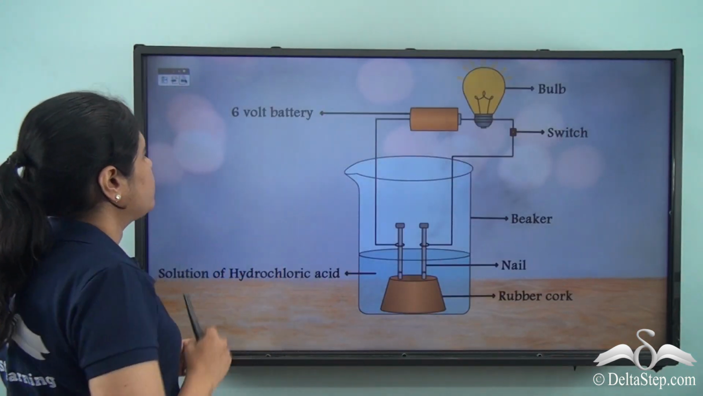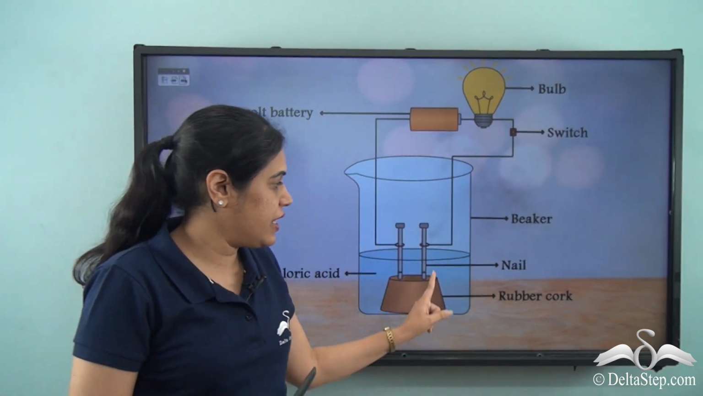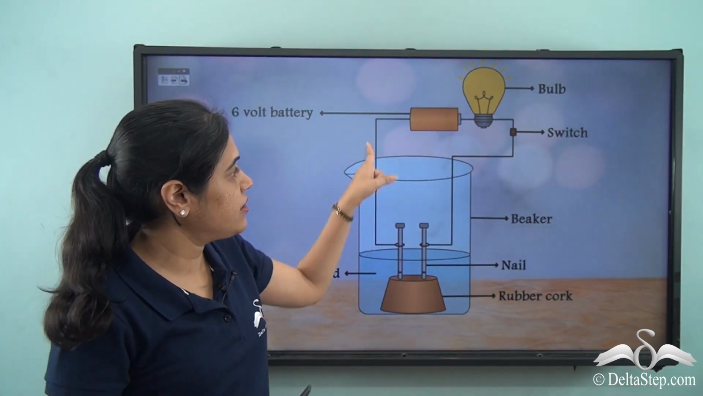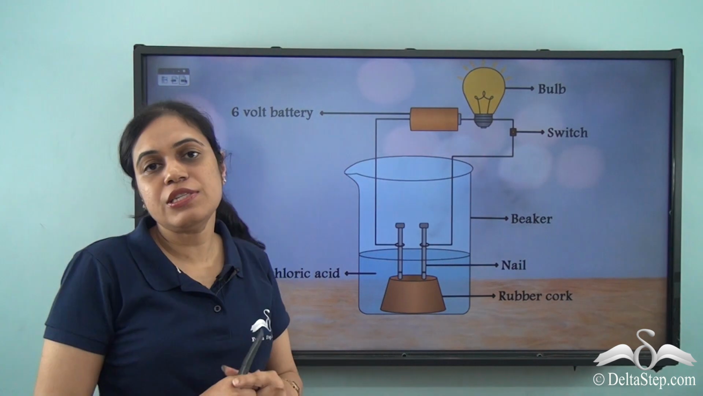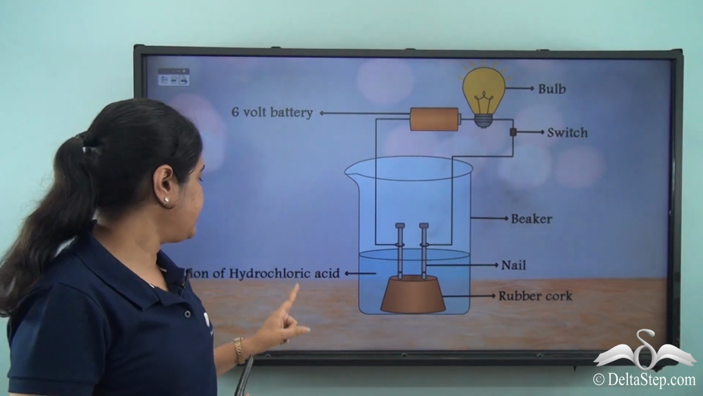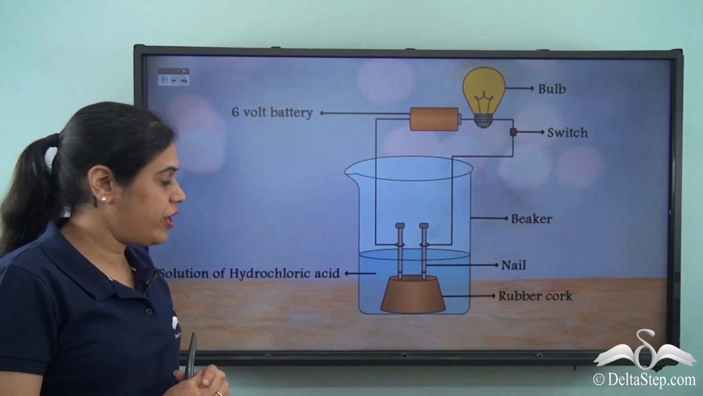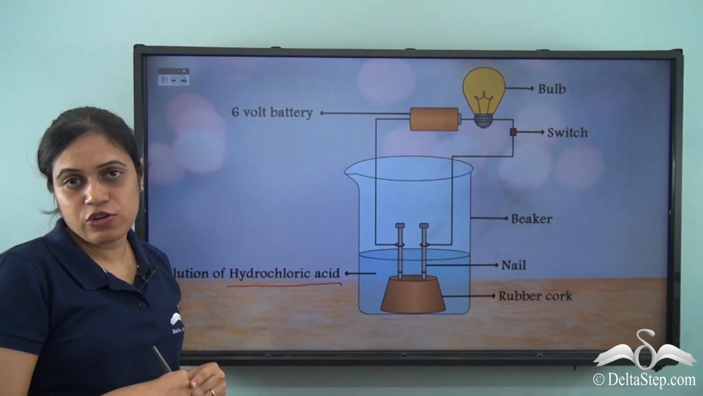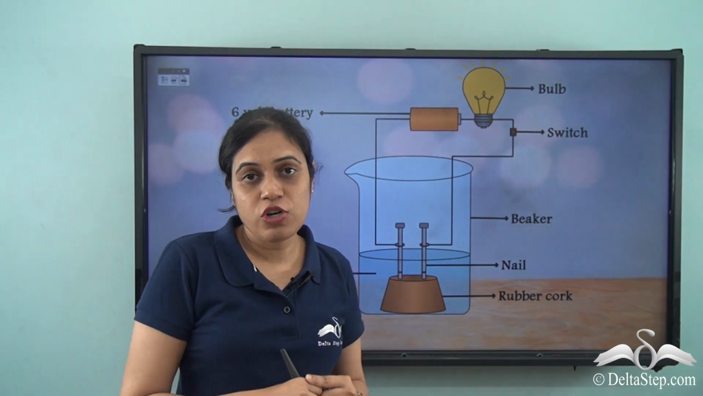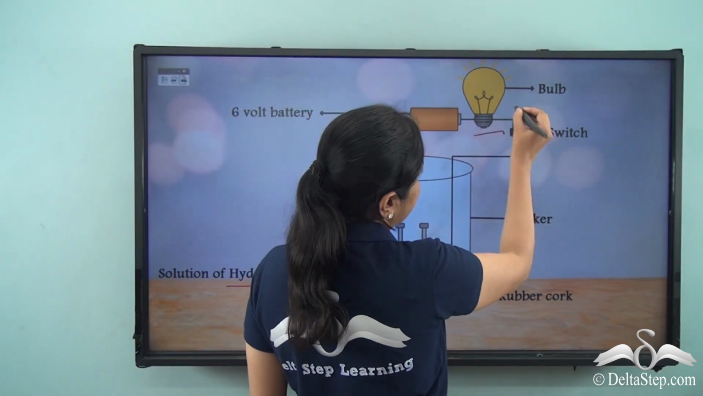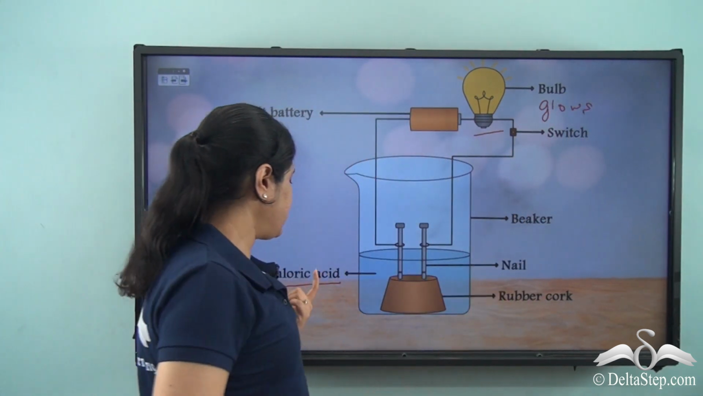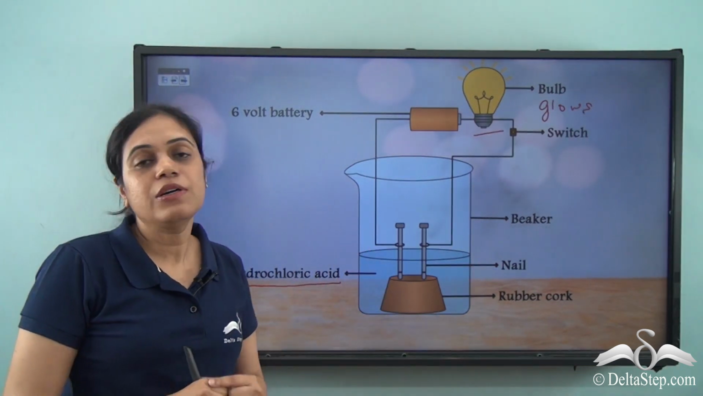So what we need to do is first place the nails on the rubber cork, put it in a beaker and then we connect the nails with the 2 terminals of a battery through a bulb and a switch. Next we pour some dilute hydrochloric acid solution in the beaker and we put on the switch. What do we observe? We observe that the bulb glows. So with dilute hydrochloric acid, the bulb glows.